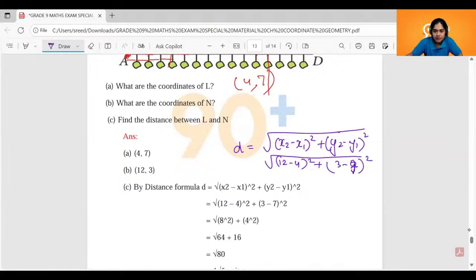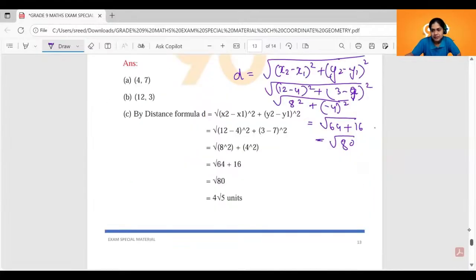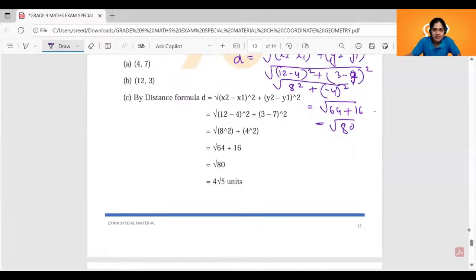The whole square, right? 12 minus 4 is 8 square. So root of 8 square plus 3 minus 7, it's minus 4 the whole square. Minus 4 the whole square means negative 4 into negative 4, which is 16. Negative 4 the whole square is the same as positive 4 the whole square, both are 16. So root of 64 plus 16, you are getting root of 80. So root of 80 units, that is the distance between them.